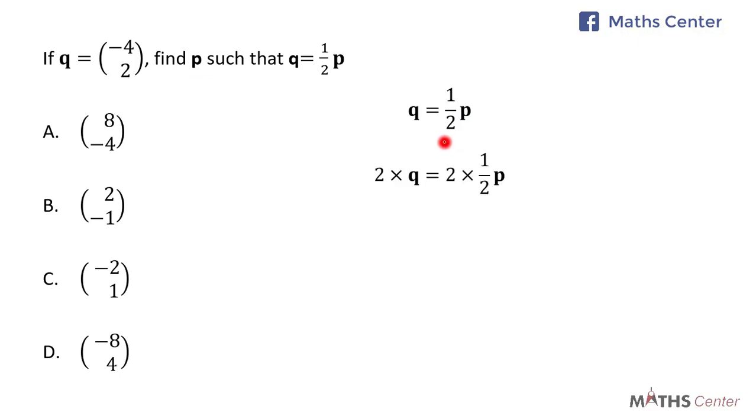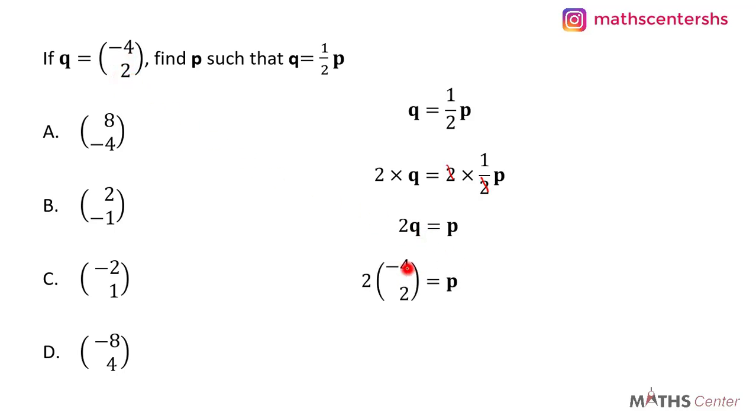To make P the subject, I'll multiply both sides by 2. When I multiply both sides by 2, you can see that 2 and 2 will cancel, and so we will have 2Q is equal to P. The question tells us that Q is equal to (-4, 2), so we can replace Q here with (-4, 2).